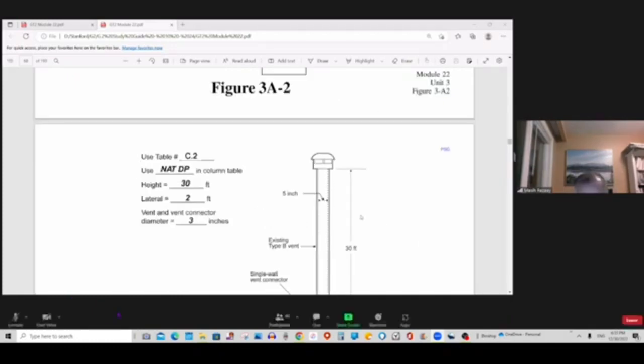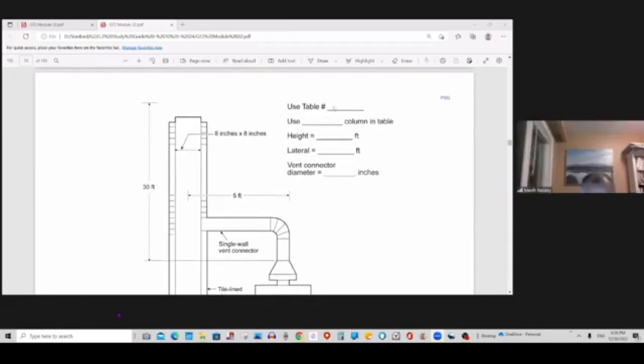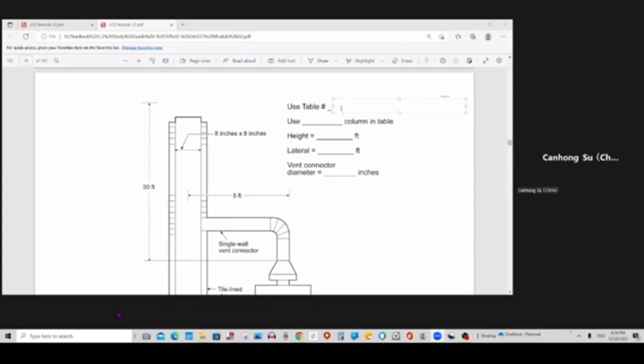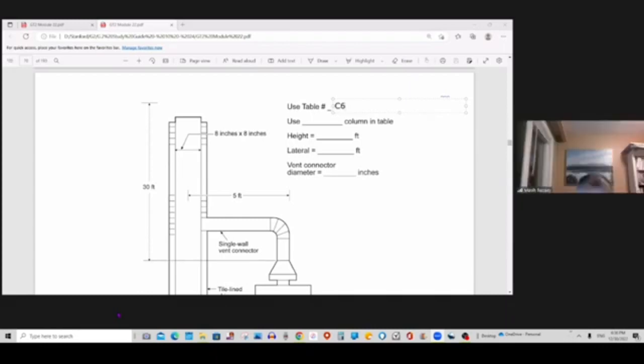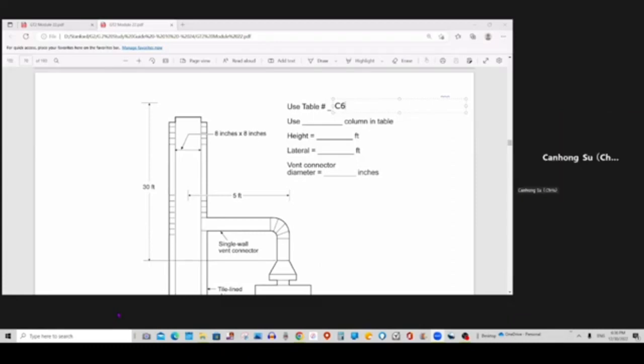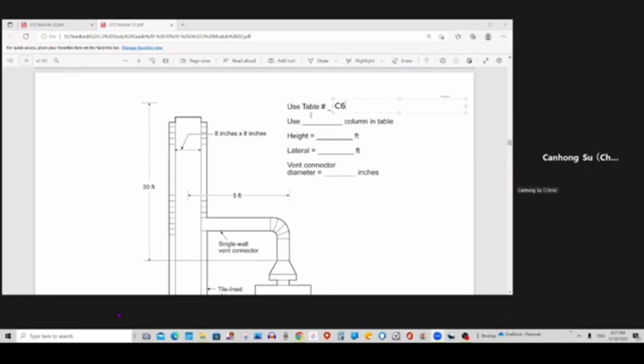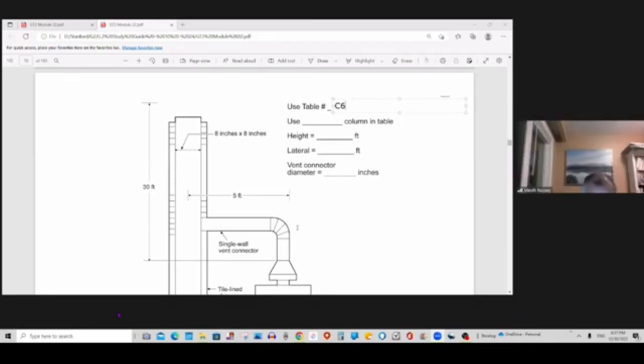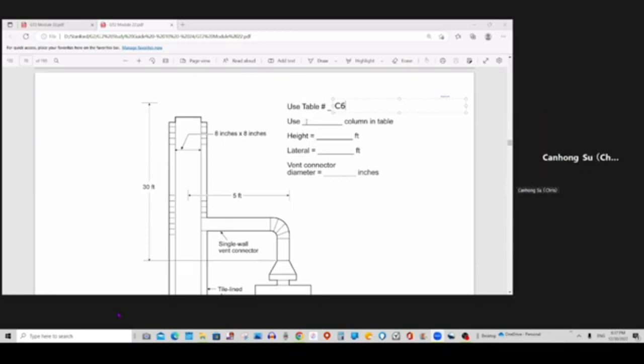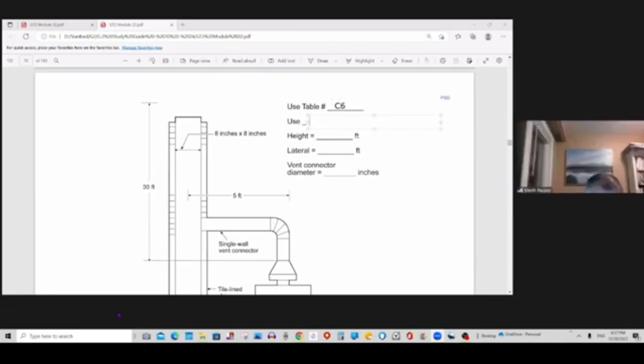Okay, Mr. Su, first of all, which table are you gonna use? C6. Why C6? Because it's a chimney and the vent connector is single wall. Yes, so it's C6, because it's a chimney, type A vent, one appliance, and single wall connector. You go table C6, okay? Now, which type of appliance is it, sir? It's a draft hood, so not natural draft. Okay, draft hood.